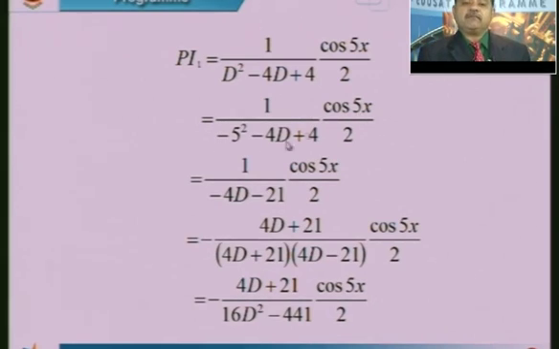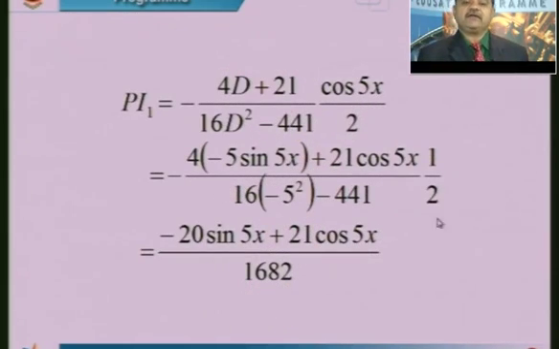Replace cos 5 minus 5 square. Simplify this: minus 21. Take the minus outside. Multiply and divide by the conjugate. Clear? Make it square. Cos 5x, differentiate it. Again D square is minus 5 squared. So like that, if I keep on doing it the same way, I will get the solution Pi1.